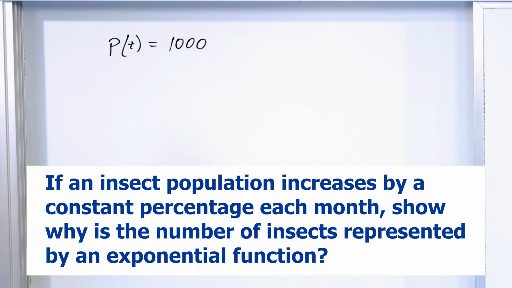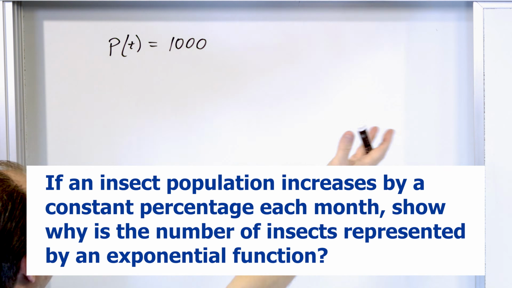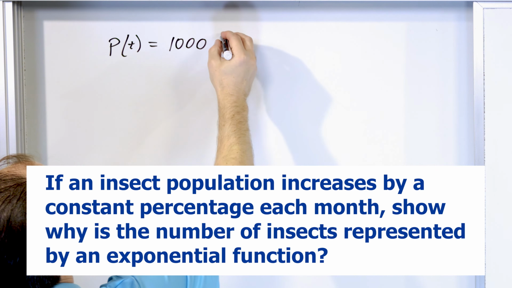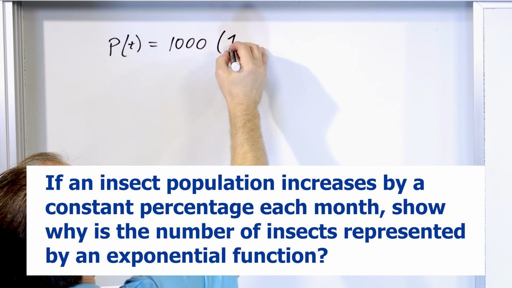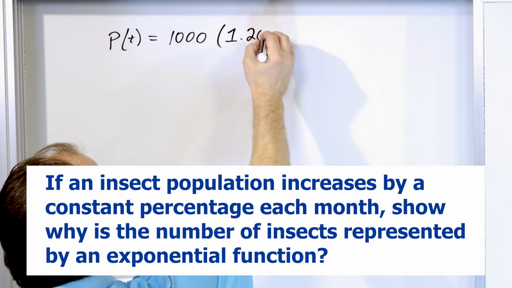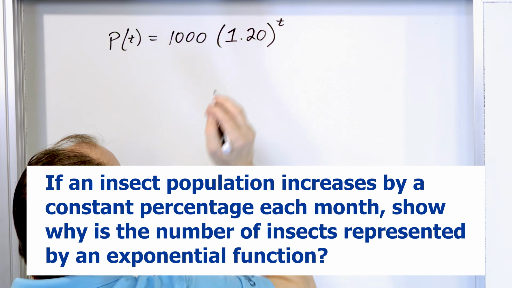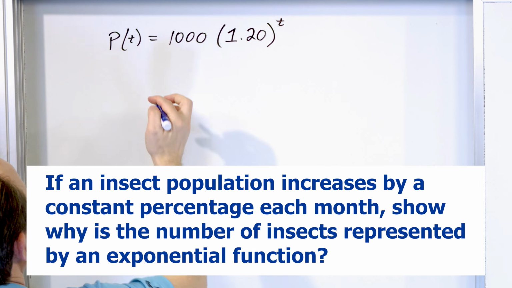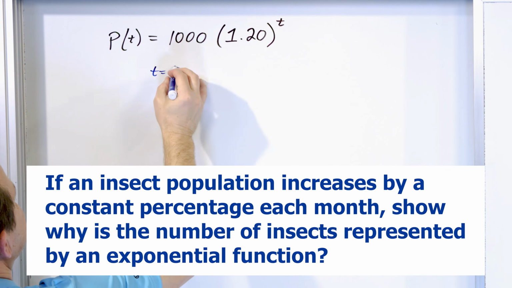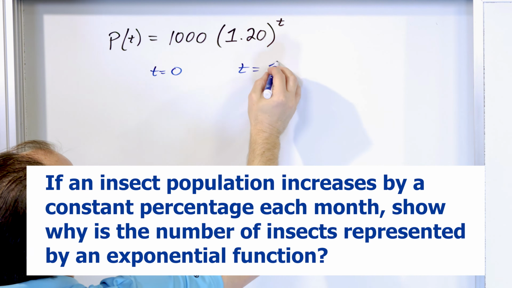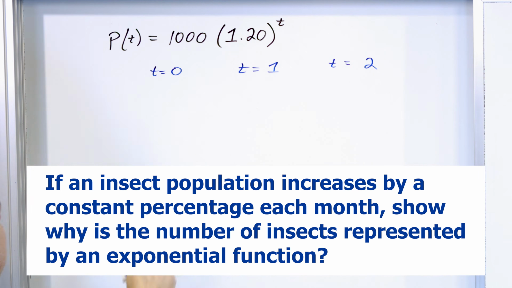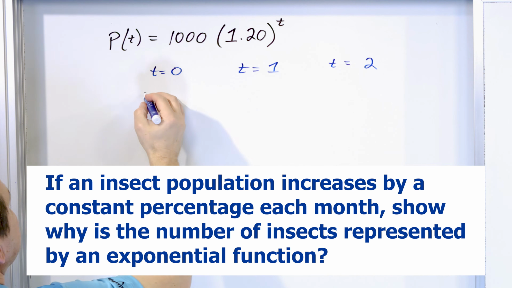Well, it has to be some function of time. So it has to be 1,000 and then some other stuff after it. Well, what does it mean to increase by, let's say, 20% every month? It would be 1,000 times 1.20 to the power of t, right? And how do I know that this is the correct equation? Well, when you have t equal to 0 months, then t equal to 1 month, then t equal to 2 months, then 3 months, then 4 months, and so on, if you put a 0 in here, then you're going to get 1,000.